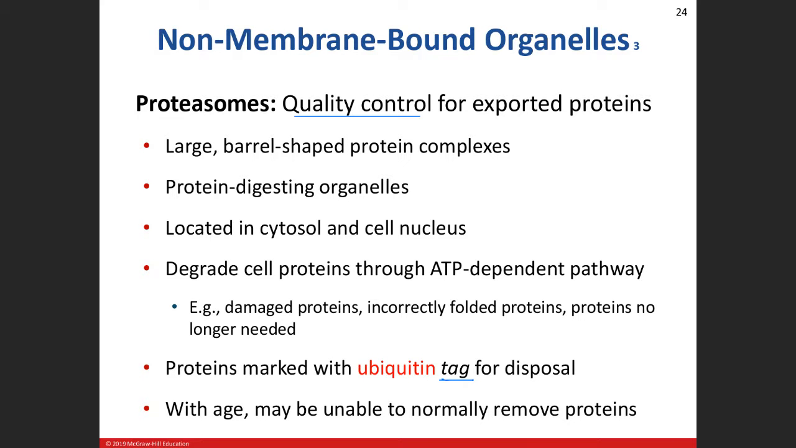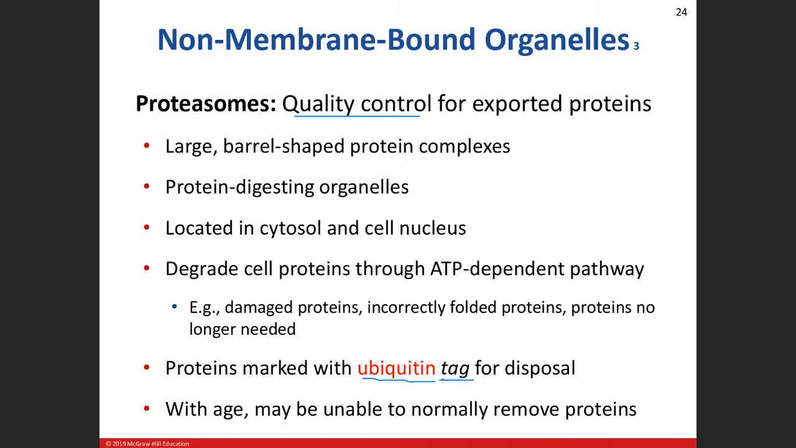It's kind of like a person that walks through a store and puts tags on items that are damaged, for example. So say a protein's damaged. Well, we mark the protein with another protein called ubiquitin. If you get this ubiquitin tag on you, then it's almost like you're marked for death, marked for disposal. And so these proteasomes will come around and they will start to digest these proteins.